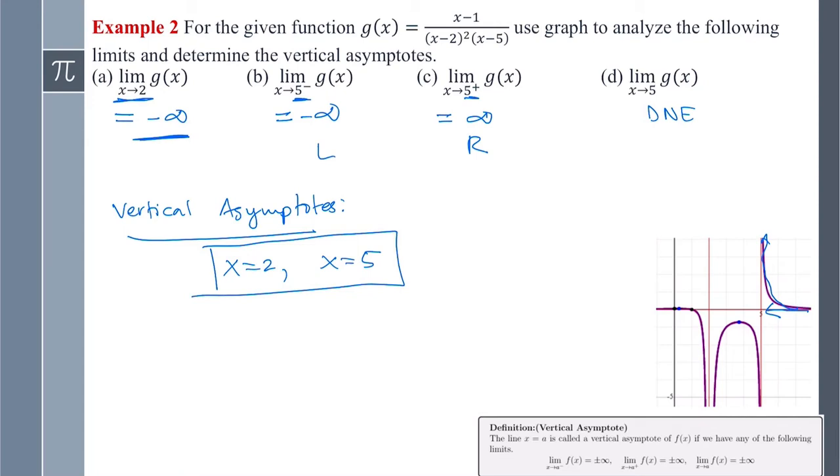And then from the graph, we can verify that. At x equals 2, we have this vertical asymptote right here. And then at x equals 5, we have this vertical asymptote right here. So we verify that from the graph as well.